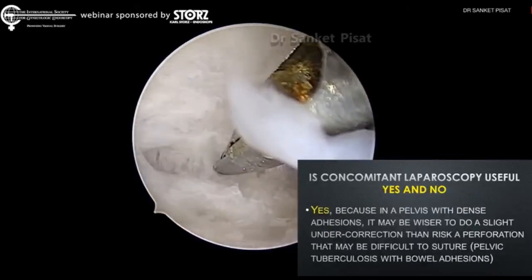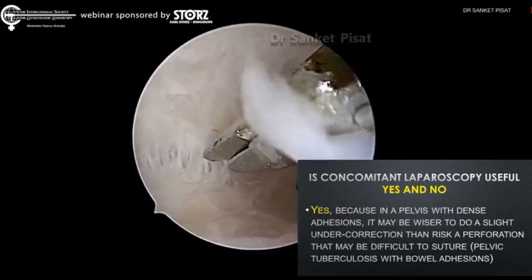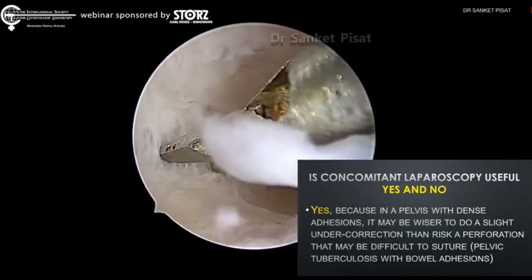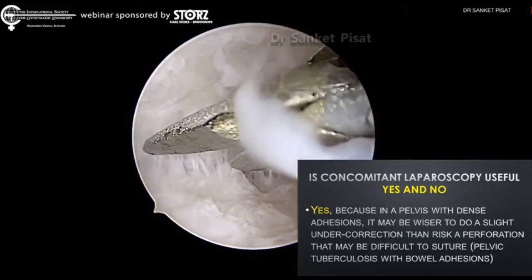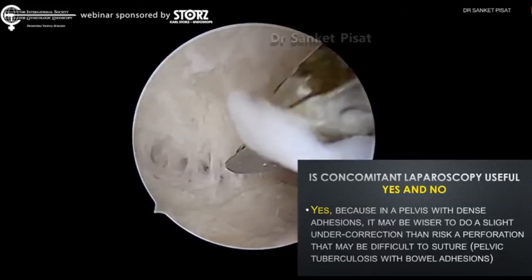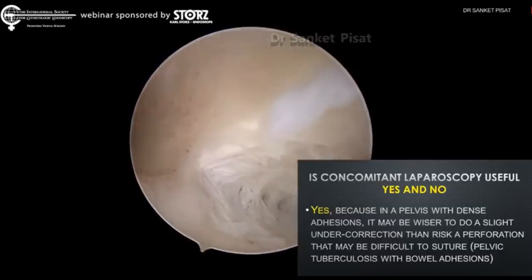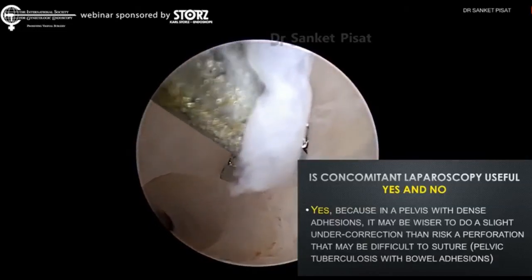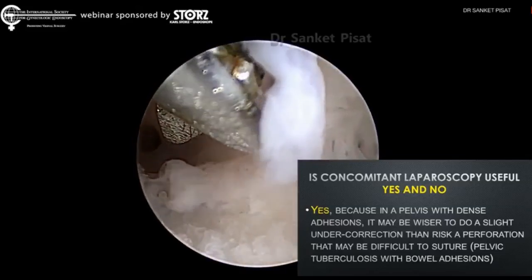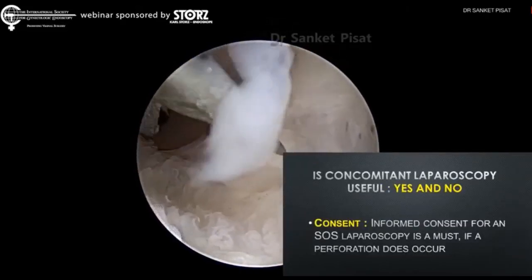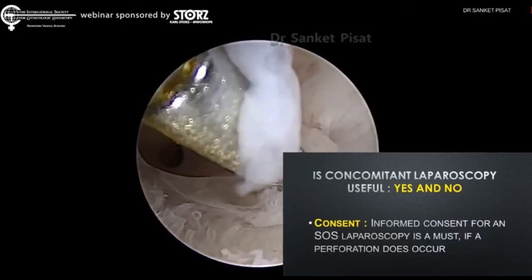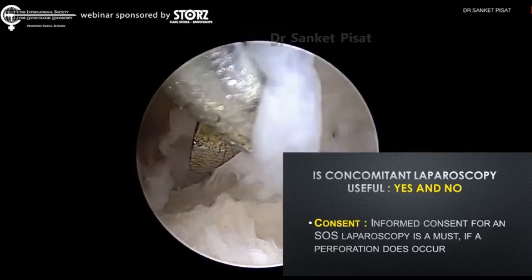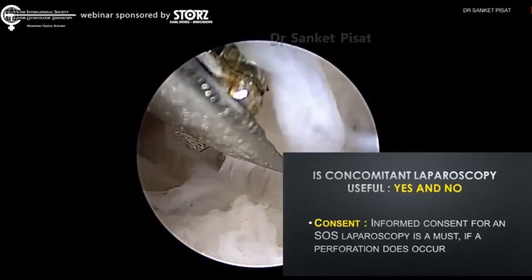However, if we look at it from the other point of view, concomitant laparoscopy is useful because in a pelvis with dense adhesions, it may be wiser to do a slight undercorrection than risk a perforation that might be difficult to suture. Typical cases are those of pelvic tuberculosis with dense bowel adhesions to the uterine fundus, where you would not like to take a chance during the surgery and the patient has not been counseled for a laparoscopy. Again, informed consent for an SOS laparoscopy is a must in case a perforation does occur.